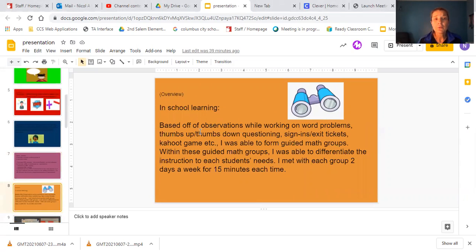Once we did go into school, based off of my observations while working with word problems, I would do thumbs up and thumbs down questioning. I had sign-ins or exit tickets that the students had to do, and I created Kahoot games where they were on their Chromebooks and I would display the questions I created on my smartboard. From this information that I gathered, I was able to form guided math groups. And within these math groups, I was able to differentiate my instruction based on the students' needs.